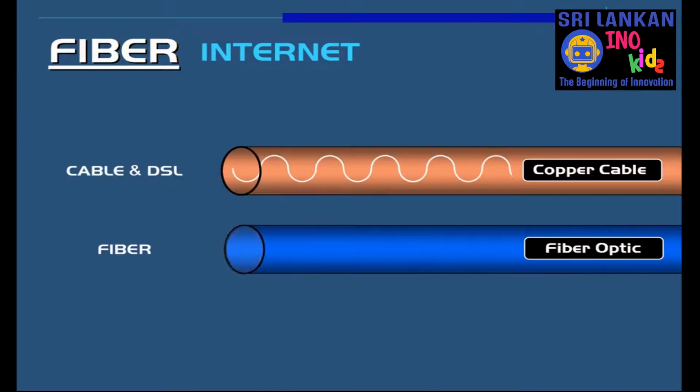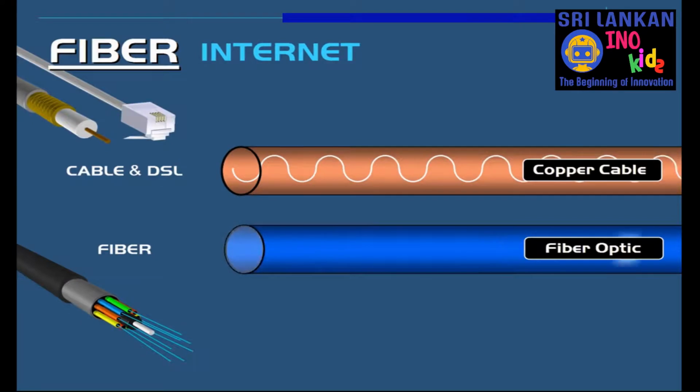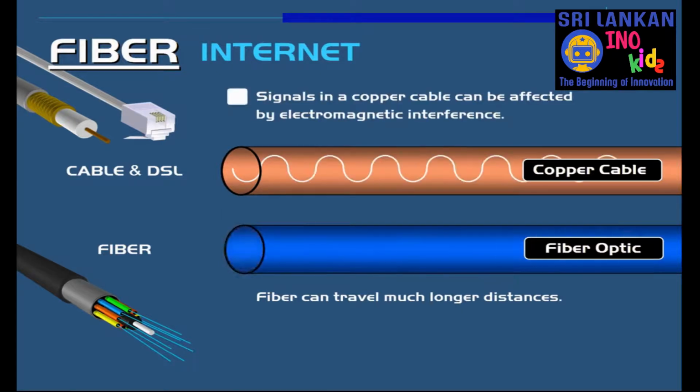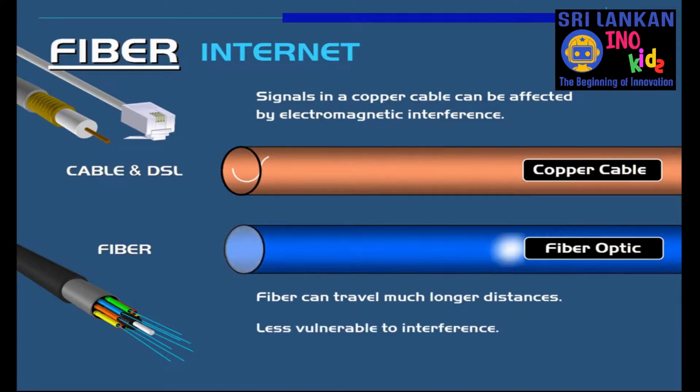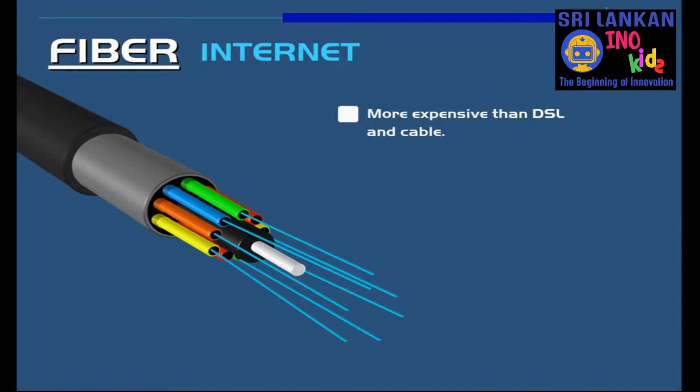And in addition to the benefit of the faster speed, fiber can also travel much longer distances than DSL or cable. And this is because DSL and cable transmit data using electricity over copper cable, and signals in a copper cable can be affected by electromagnetic interference as it travels, which can weaken the signal, especially over a long distance. But fiber uses light to transmit its data, and it transmits it over a thin glass cable, which makes it less vulnerable to interference.